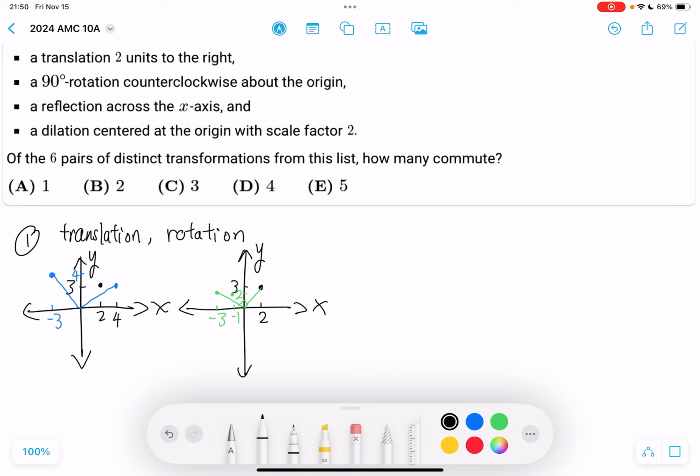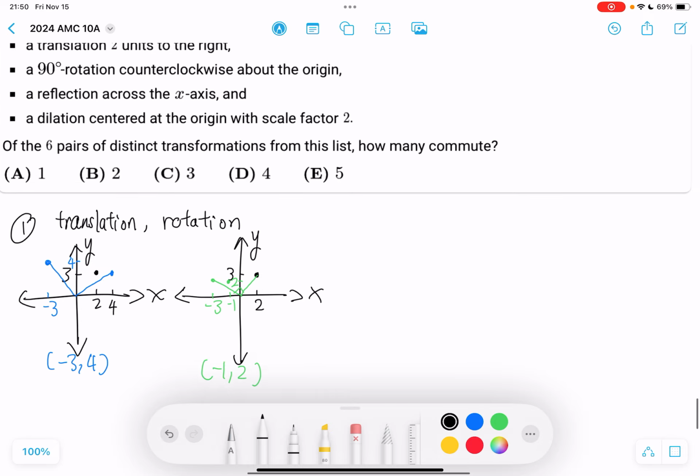Now the coordinates here are (-3, 4). The coordinates here are (-1, 2). So they're clearly not the same. And so this means that these two do not commute. These two actions do not commute.